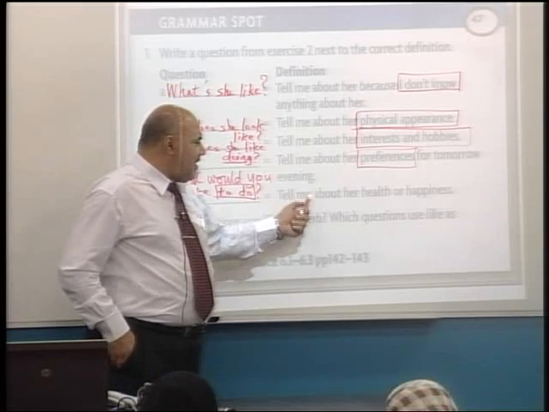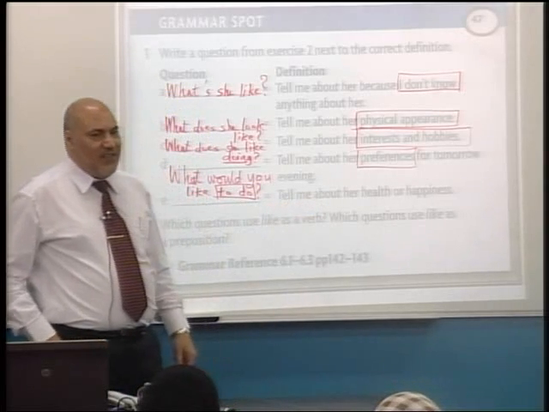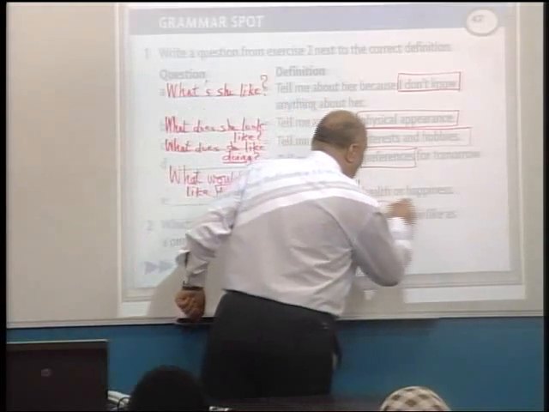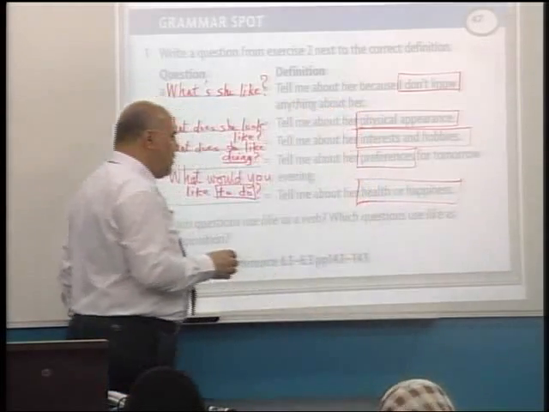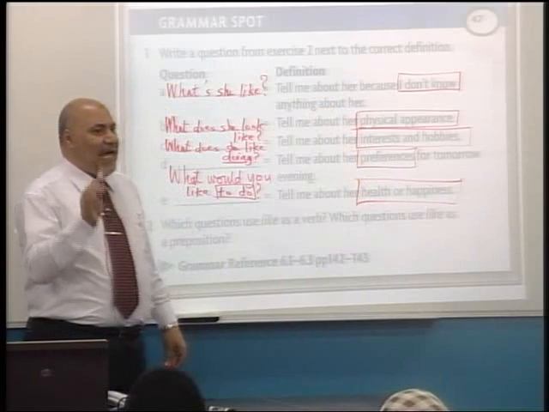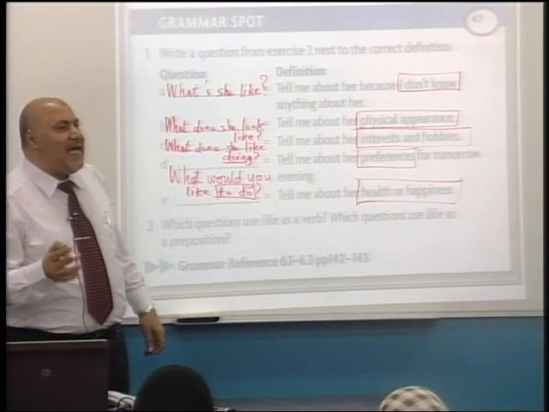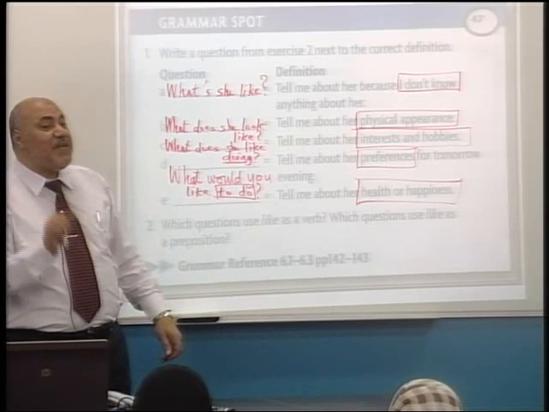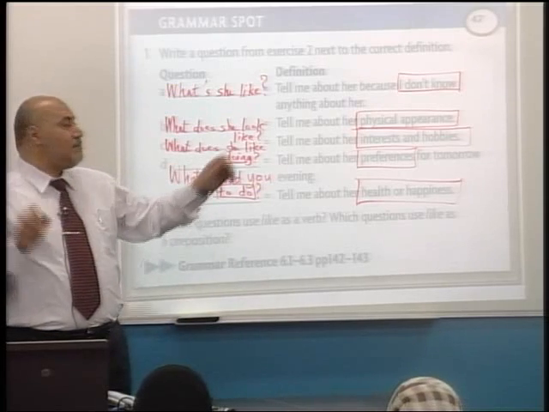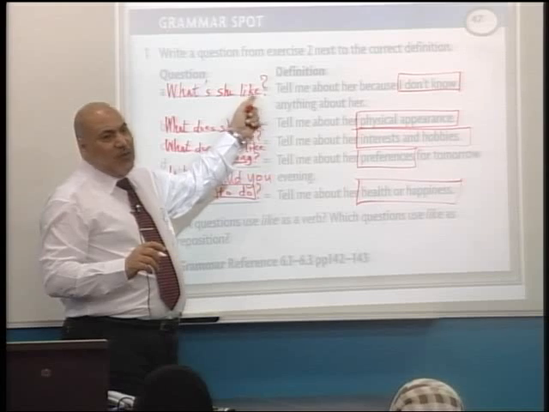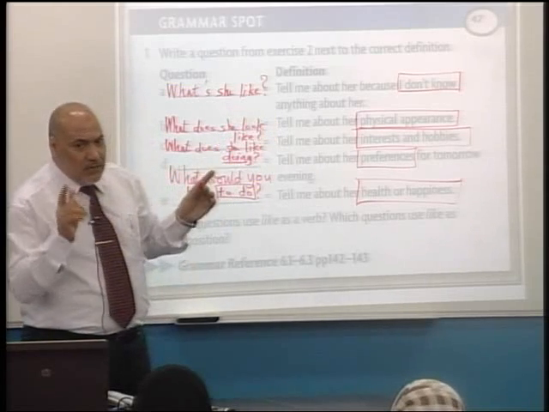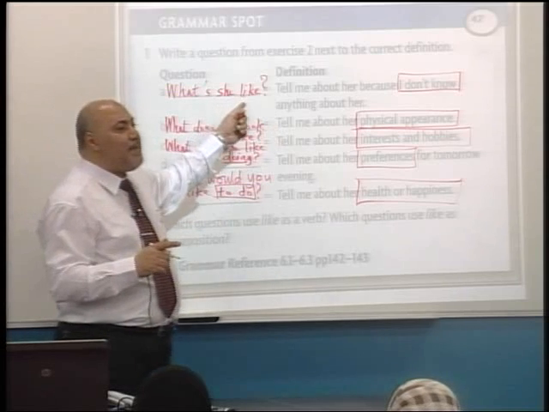The last one, tell me about her health or happiness. Health or happiness. So, health, how is she? Happiness, how is she? Something changeable, how is she? Something permanent, what is she like? What is she like? But this "like" is not "like" as in love. No. This "like" is a preposition.